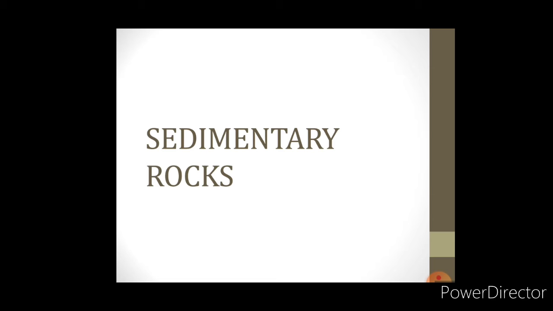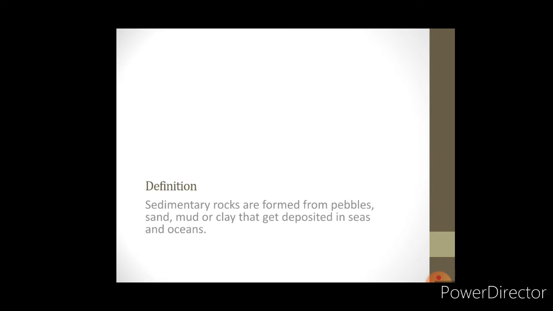In last class you learned about igneous rocks, how igneous rocks are formed, what the different types of igneous rocks are, and how we use them. You learned very well. In today's class we are going to learn about sedimentary rocks. What is the meaning of sedimentary, and how are sedimentary rocks formed? What are the different types of sedimentary rocks? We are going to learn these in today's class.